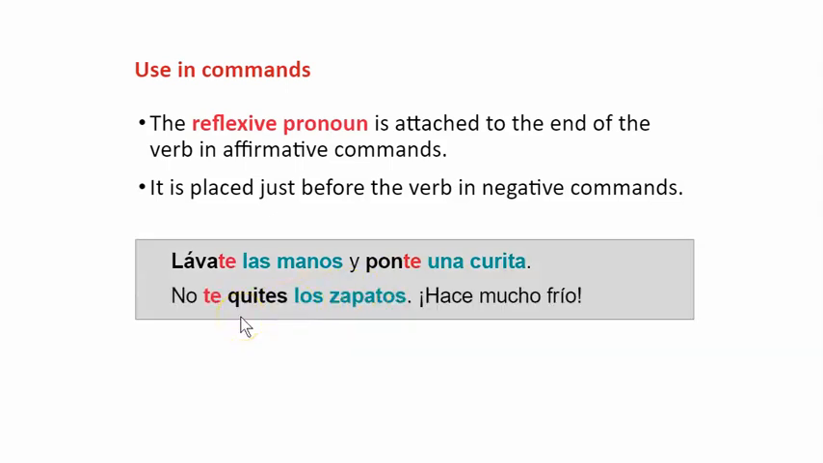And then don't take off your shoes. It's cold. So quitarse means to remove. So don't remove your shoes. It's cold out.